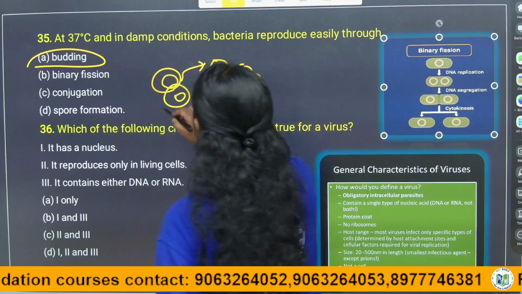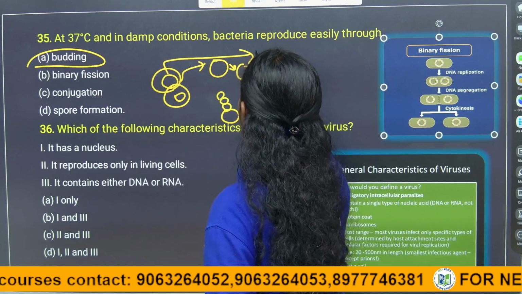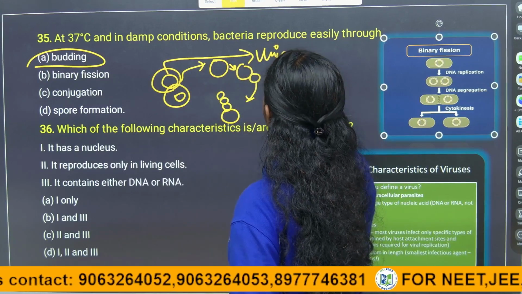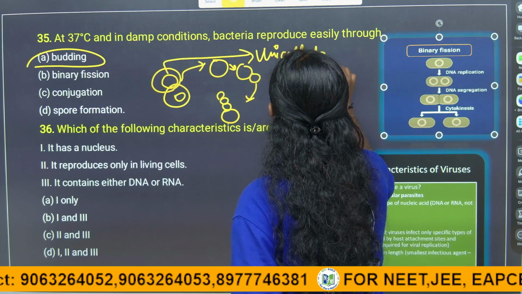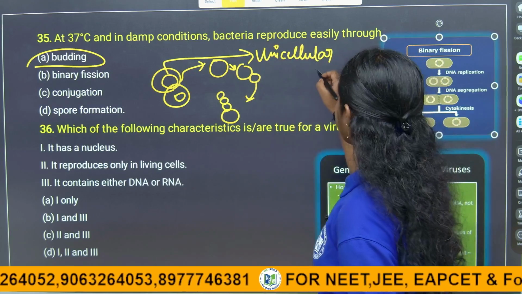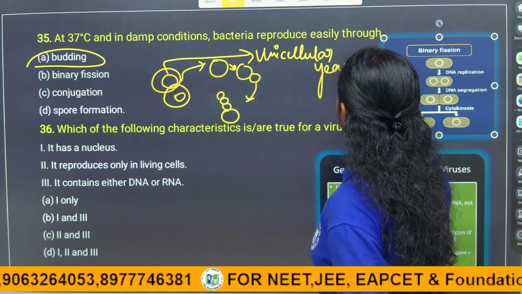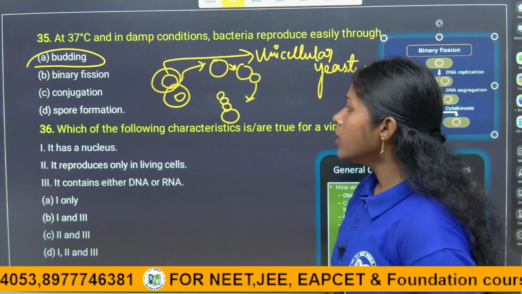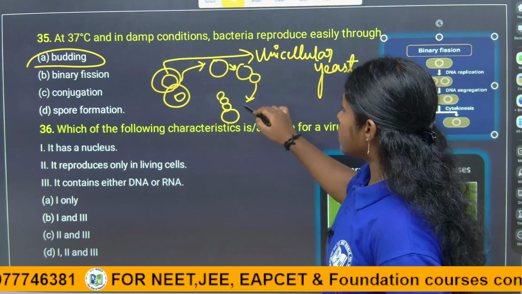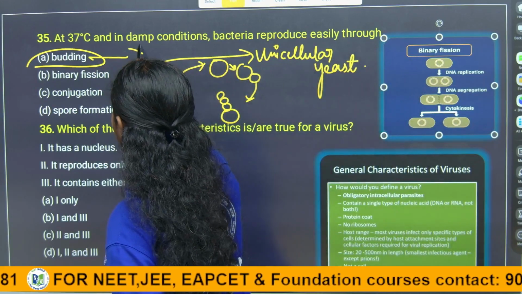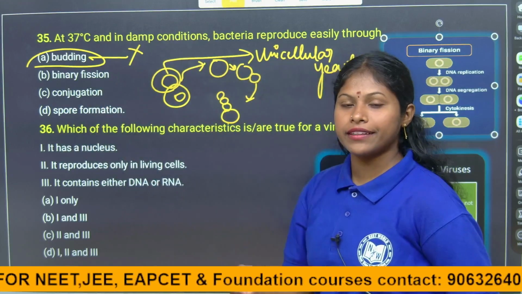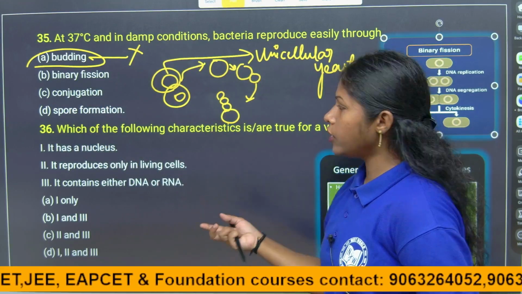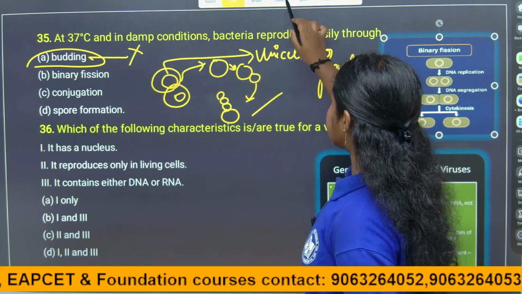Budding is the condition we see in the unicellular fungus called yeast, children. So coming to the next, it is the wrong answer. Bacteria do not reproduce through budding; fungi can reproduce through budding. The best example for it is the unicellular fungus yeast.